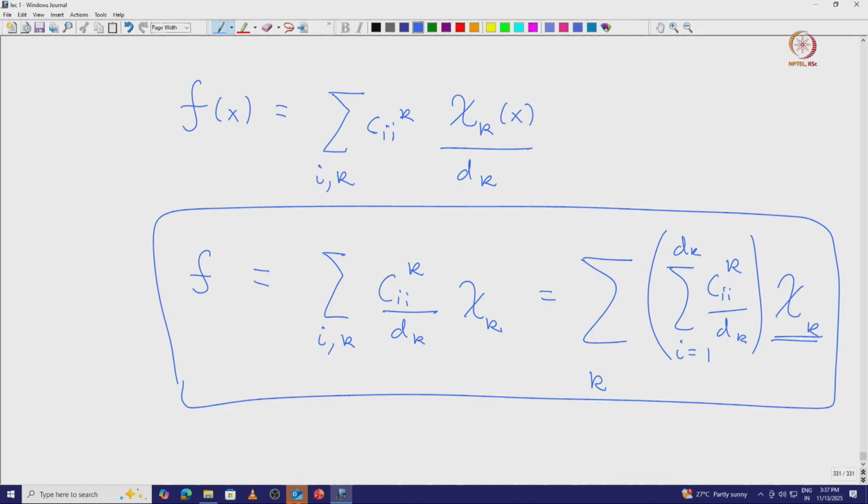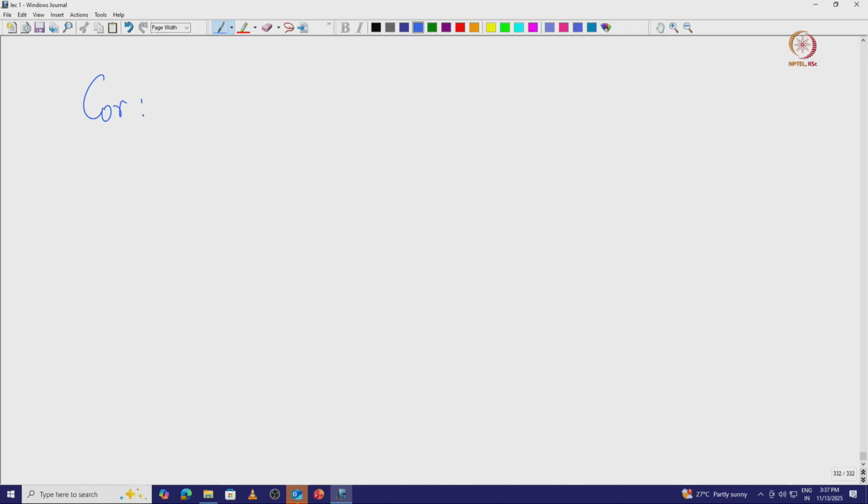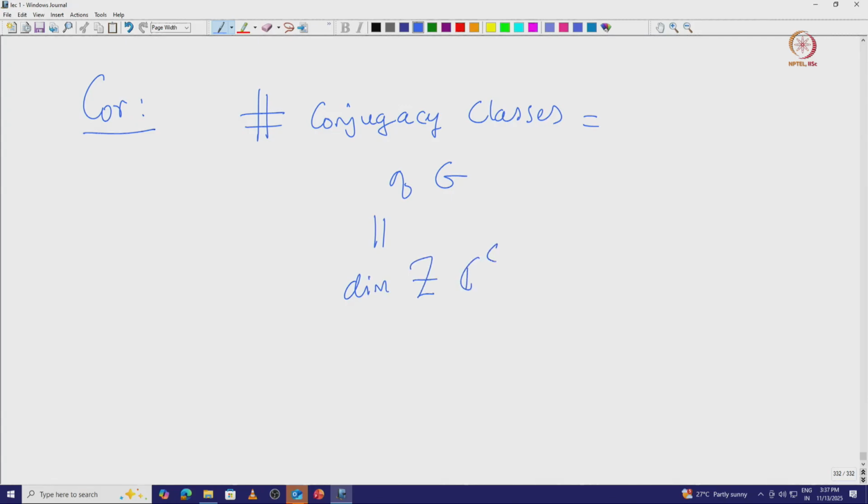From this one can immediately conclude, as an immediate corollary, that the number of conjugacy classes of G, which is the dimension of this space of class functions, is exactly equal to the number of irreducible representations of G. This is of course inequivalent irreducibles. This is something we get for free immediately.